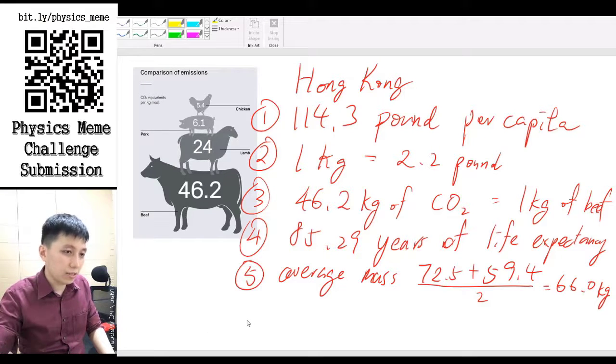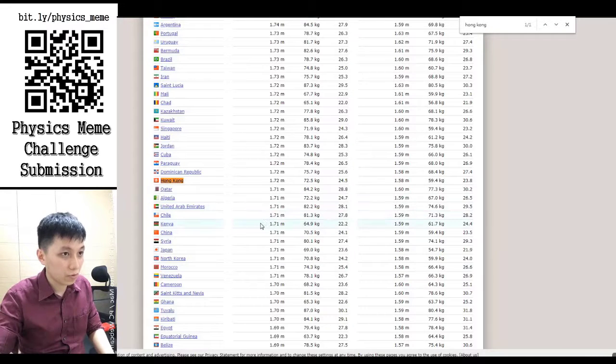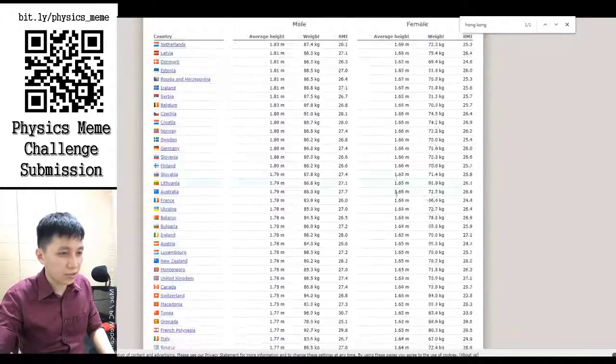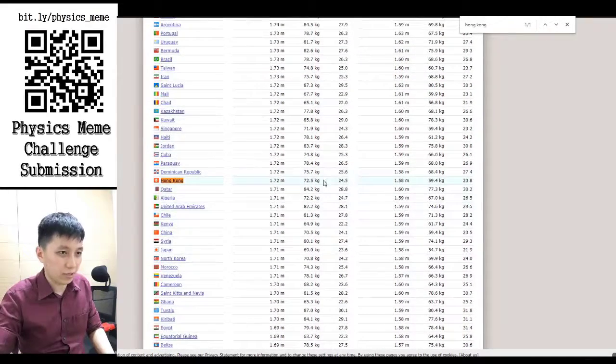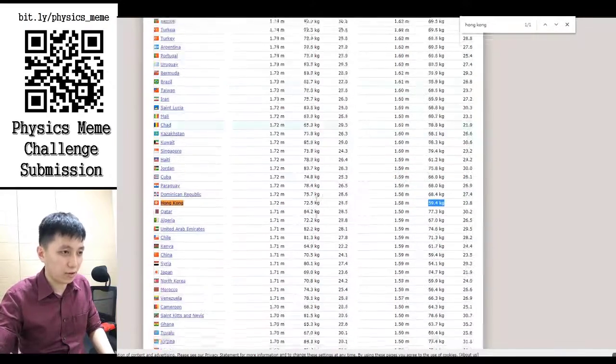The next thing that you need is the mass. So again, I took the references and found out for male and female, these are the average mass in Hong Kong, and I'll just simply divide by 2. In case you are interested, I'll put the links of all these different data and references in the description below, and you can check it. So yeah, that's the mass of an average person in Hong Kong.